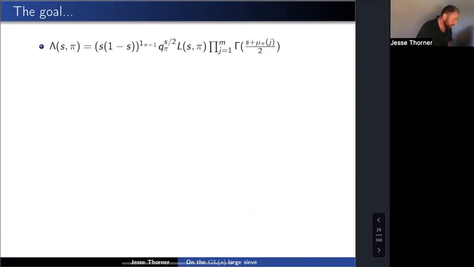All right. We write the completed L-function like this. I might have to address a possible pole at s equals 1 in the event that pi is the trivial representation for GL_1. And then I have q_pi to the power s over 2, my Euler product L(s, pi), and the L-function associated to pi_infinity, well, this is going to be given by a product of gamma functions.